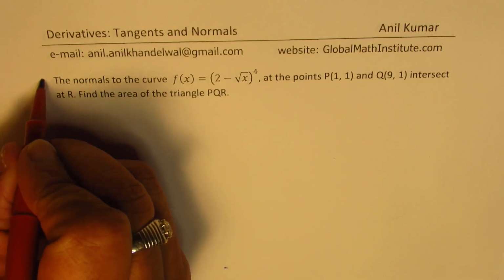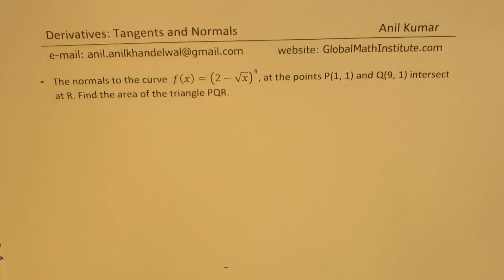The normals to the curve f of x equals (2 minus square root of x) to the power of 4 at the points P (1, 1) and Q (9, 1) intersect at R. Find the area of triangle PQR. So that's the question for you. You can always pause the video, answer the question, and then look into my suggestions.